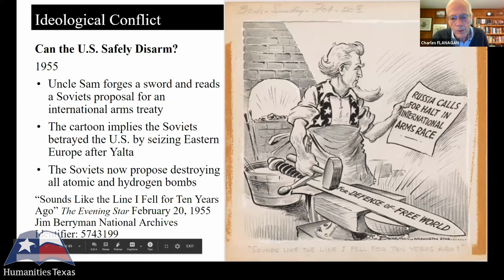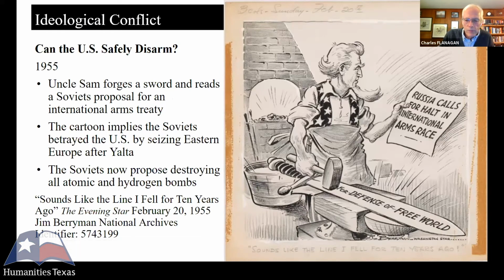Now, I think this is one of the most interesting cartoons of the Cold War because we had this business of atoms for peace. We've had different aspirations to end the arms race. But the problem the United States has is, can you trust the Russians? And this is the cartoon I'm going to ask you to look at in the small group breakout, but it was from 1955.